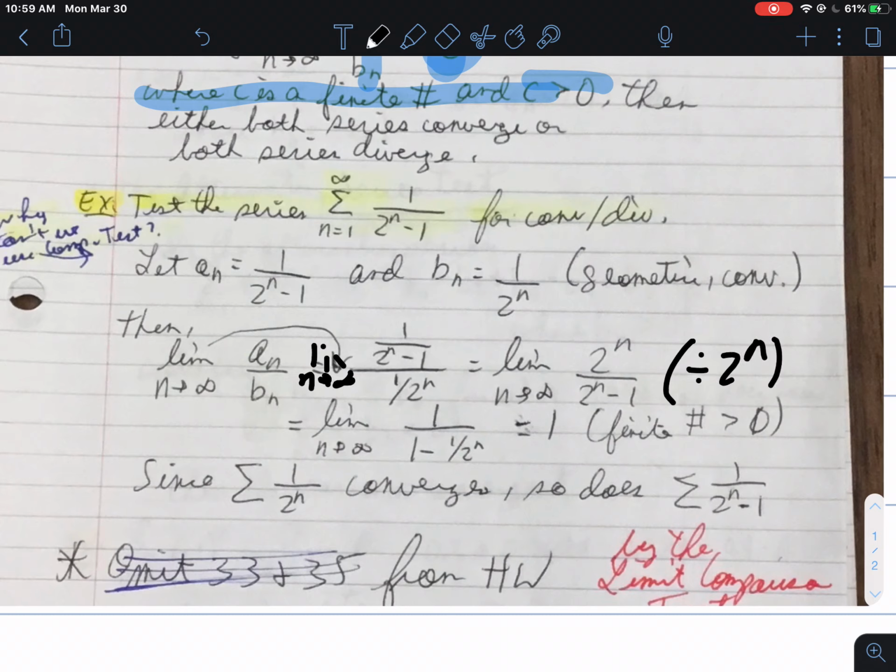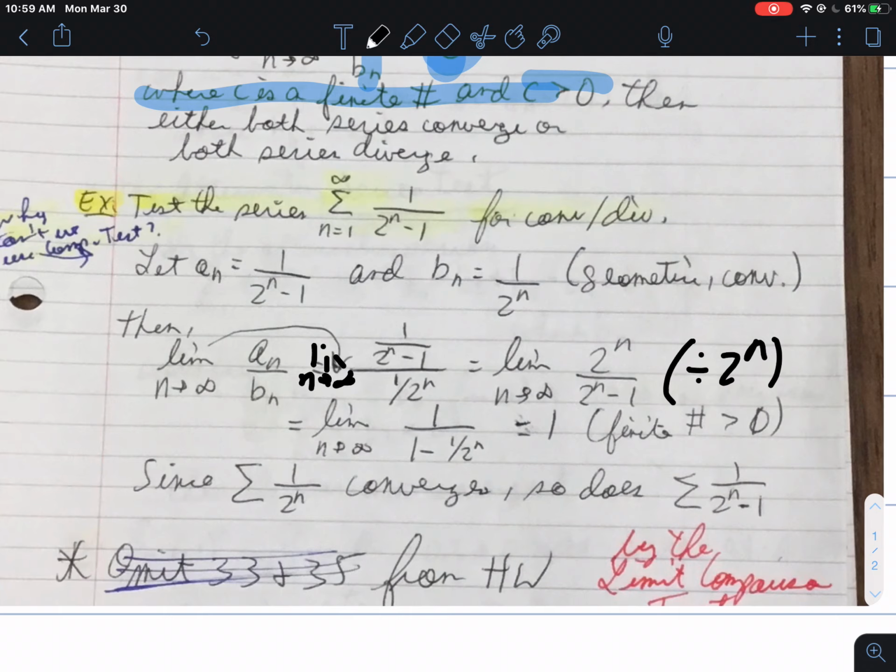Right? Like we've done before with those rational functions and dividing by n to whatever power, in this case, I'm dividing by 2 to the n. Why? Because it puts it into a form that I can evaluate the limit. It's all about evaluating the limit, whatever it takes to do that.